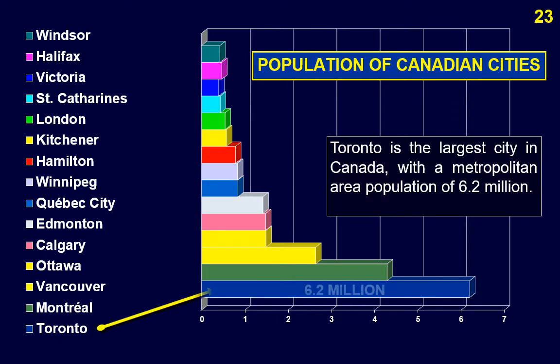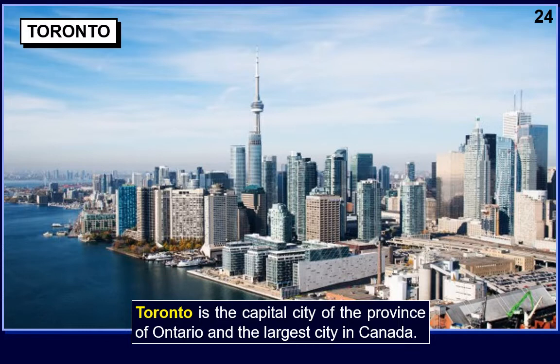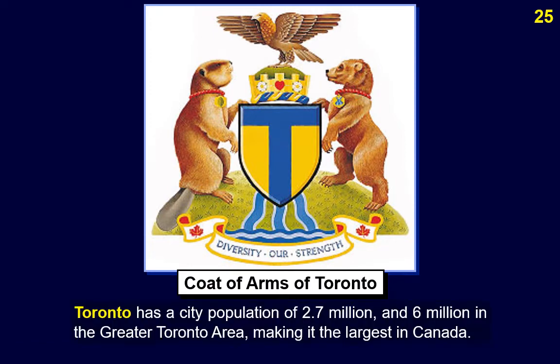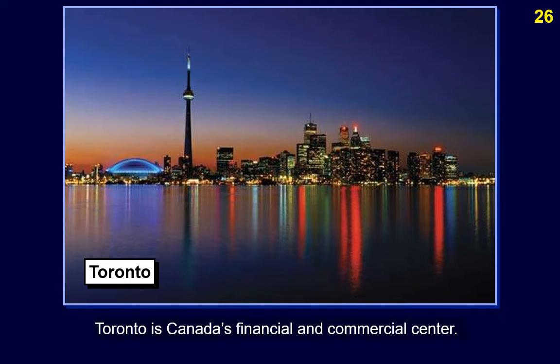Toronto is the largest city in Canada, with a metropolitan area population of 6.2 million. Toronto is the capital city of the province of Ontario. Toronto has a city population of 2.7 million, and 6 million in the Greater Toronto Area, making it the largest in Canada. Toronto is Canada's financial and commercial centre.